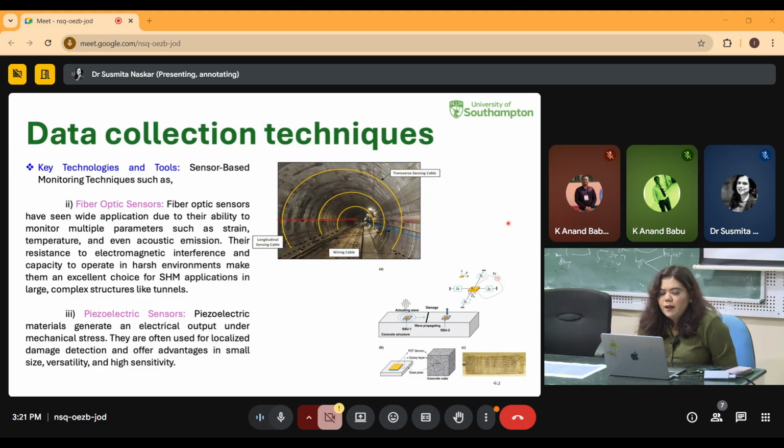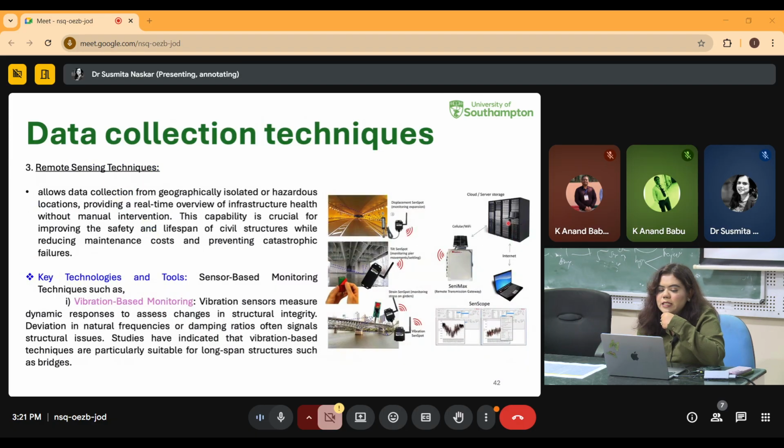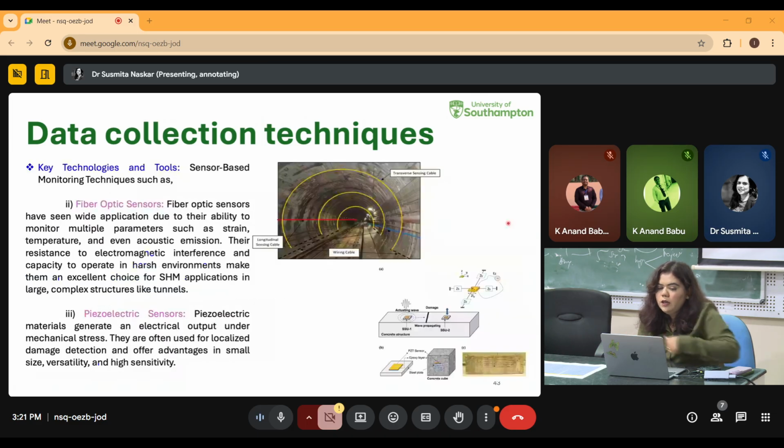So again, as I was saying, if we go back to the previous one, when we talk about the remote sensing technique, there are several key technologies which we use. Vibration-based monitoring is definitely one of those very important ones which we use a lot. But then there are also other ones. I think all of you, if you are working on structural health monitoring, must be aware of all this. Then the second one is the fiber optic sensor.